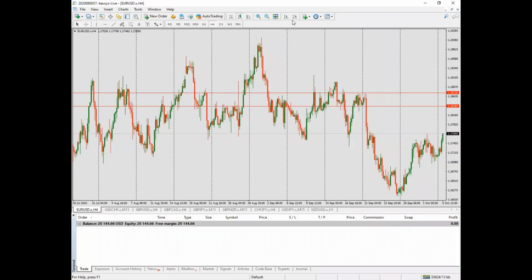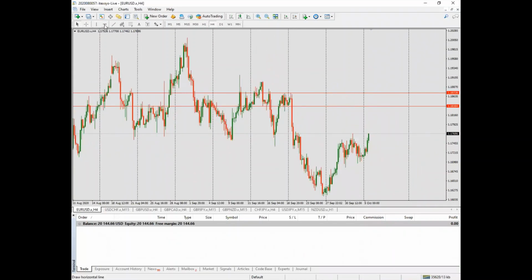As it looks now, the first target can be the last low area here. All right, that can be the first target. It can also be the final target for those who prefer. All right, so this is the target.